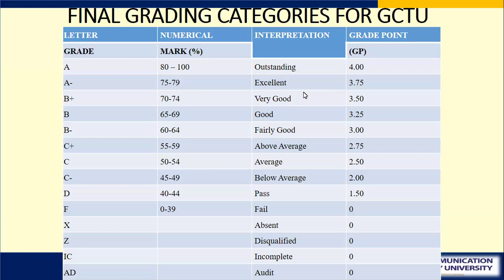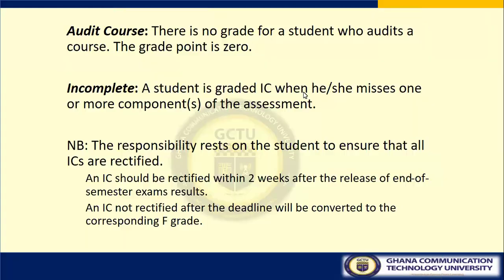It means that maybe you have your class score, don't have your exam score, or you have your exam score, don't have your class score. Okay, and that one can be fixed by the examiner. Okay, and then AD is audit.